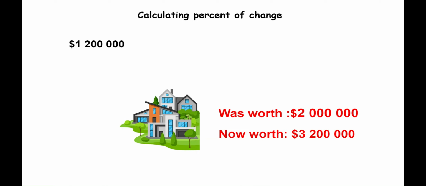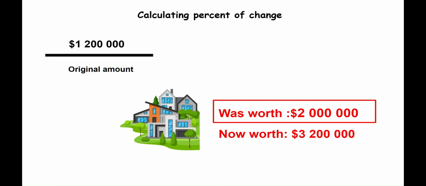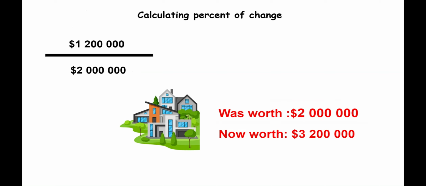Now, our second step is to take our difference and divide it by the original amount. Now, the original value of the property was $2 million. So that's what we're going to divide by. Again, feel free to use a calculator to calculate this. Now, the difference of 1,200,000 divided by the original cost of $2 million equals 0.6.